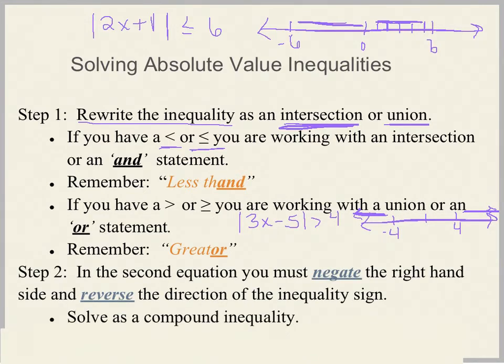Our second step is to take these inequalities, and we'll be creating two inequalities. One where we drop the absolute value sign, and the second where we drop that absolute value sign, negate the right-hand side, and reverse the direction of the inequality sign. We'll take a closer look at this second step.